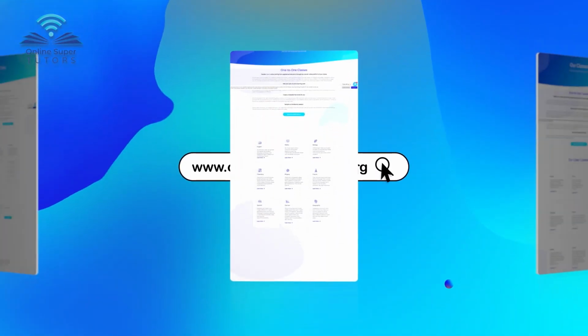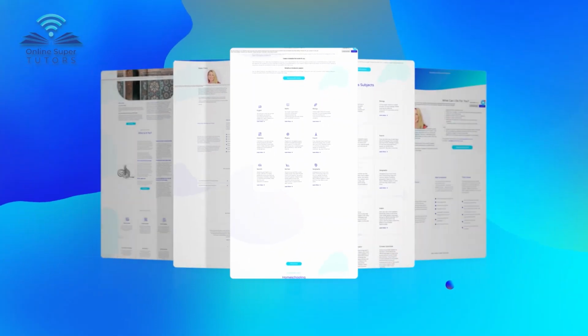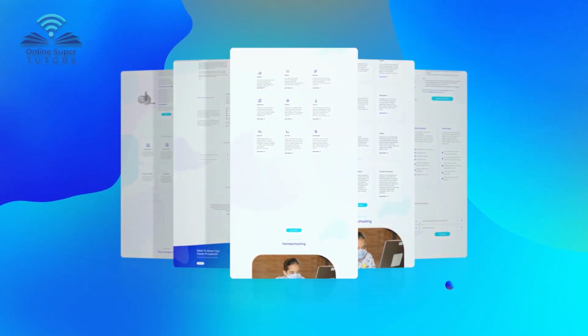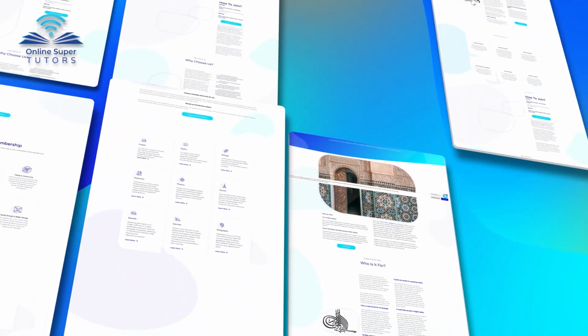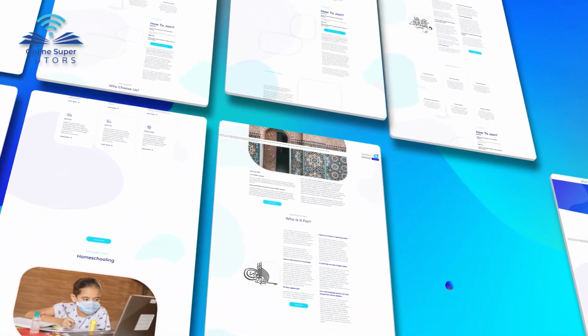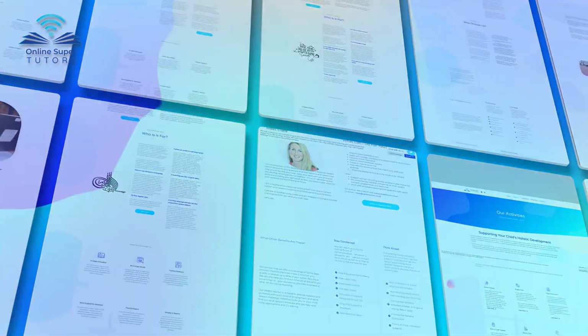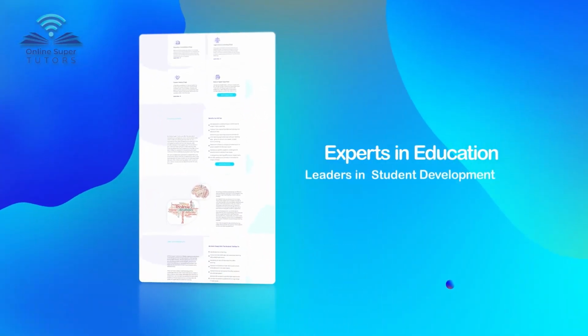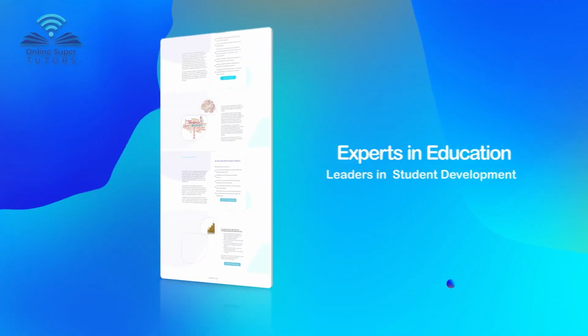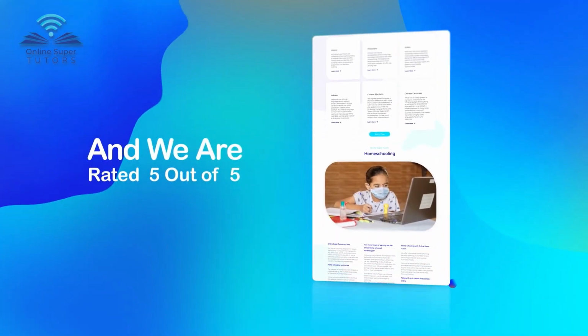Online education can be very confusing, and we're here to fix that. Online Super Tutors is for the whole family, bringing together the highest levels of online tuition and homeschooling, along with careers guidance and legal help, all under one roof at the touch of a button. We're experts in academic services and promise you the best you can find online right now.